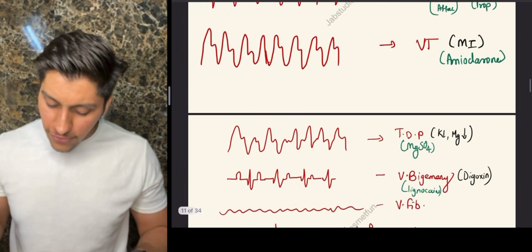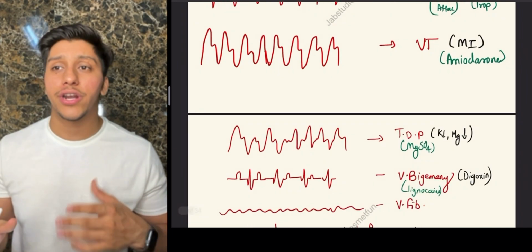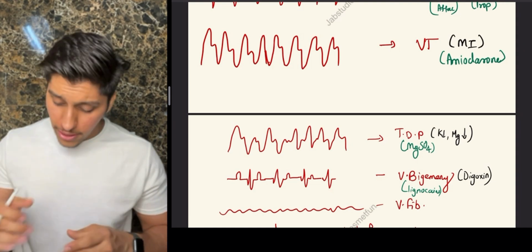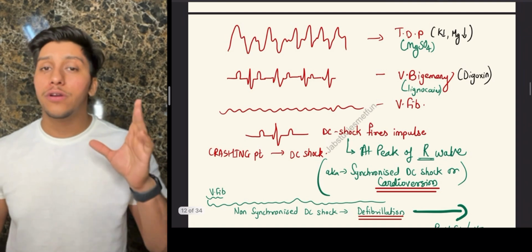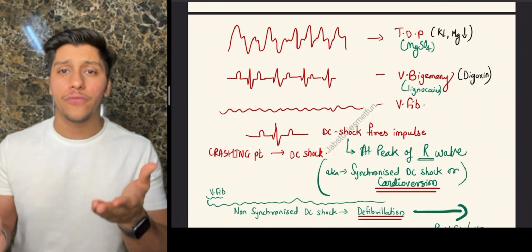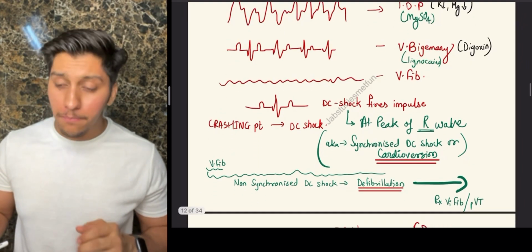Okay. In case of ventricular tachycardia, guys, mostly you go with DC shock only, but if they ask you a drug, that is going to be amiodarone. Case of Torsades de Pointes, the treatment of choice is going to be IV magnesium sulfate. What is Torsades de Pointes? Polymorphic ventricular tachycardia.